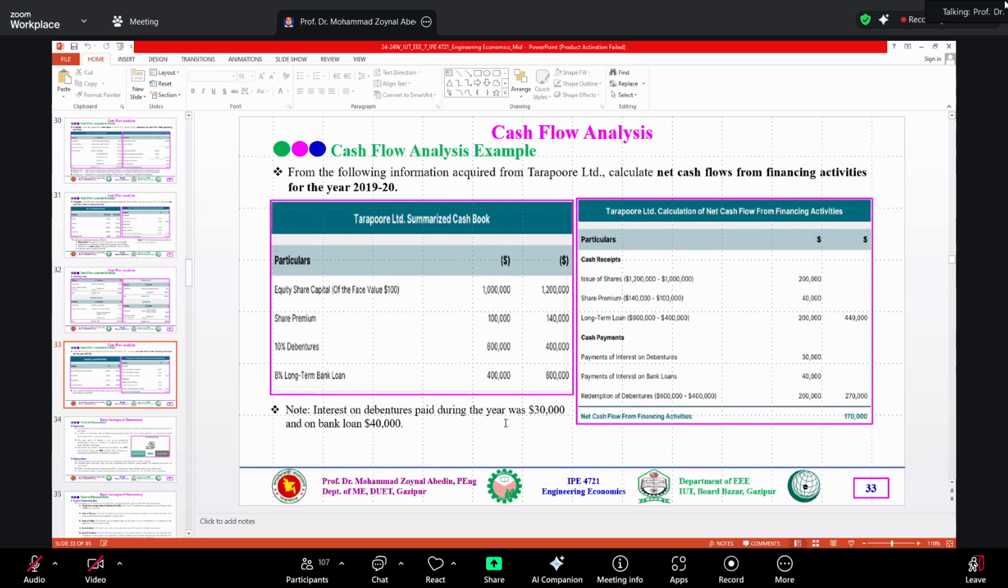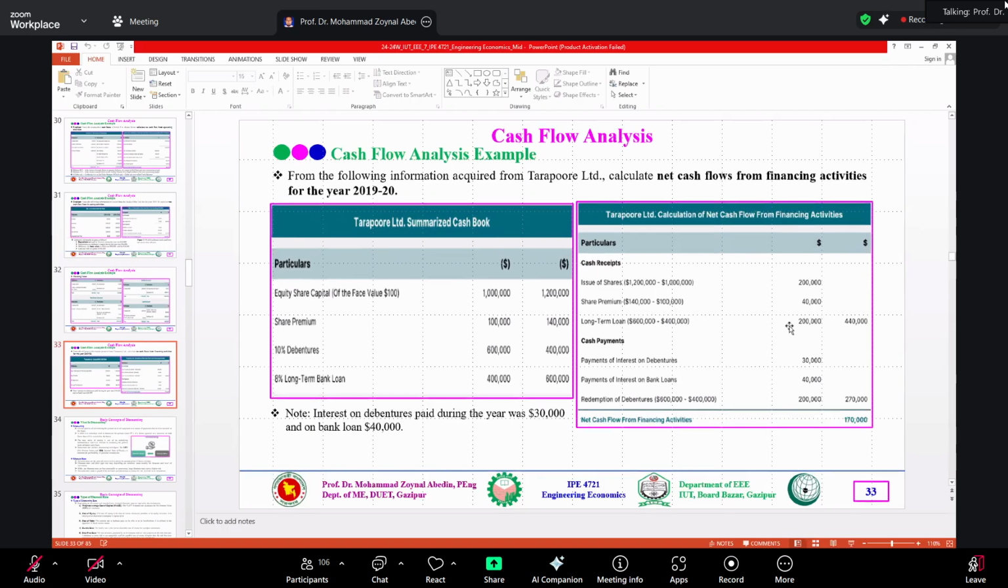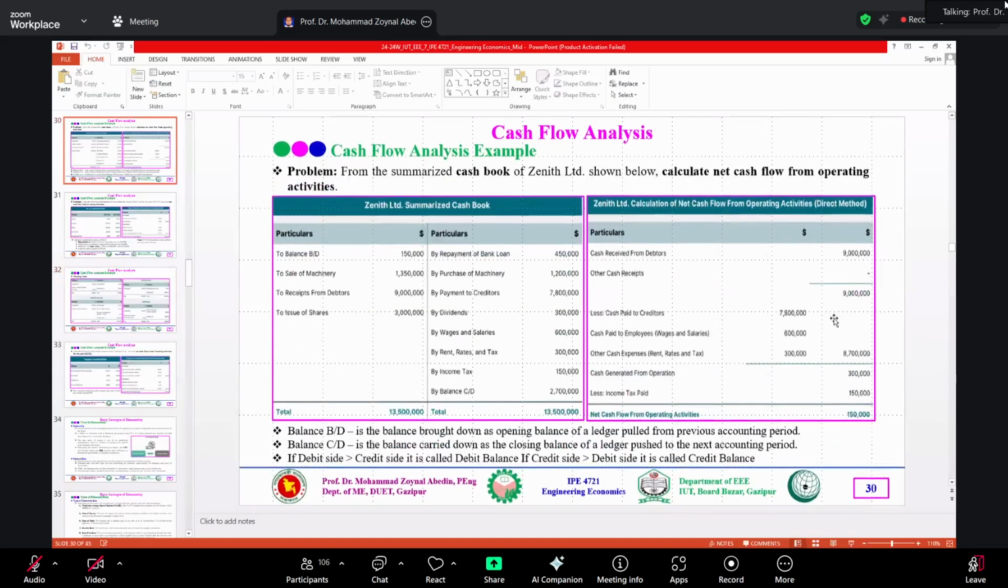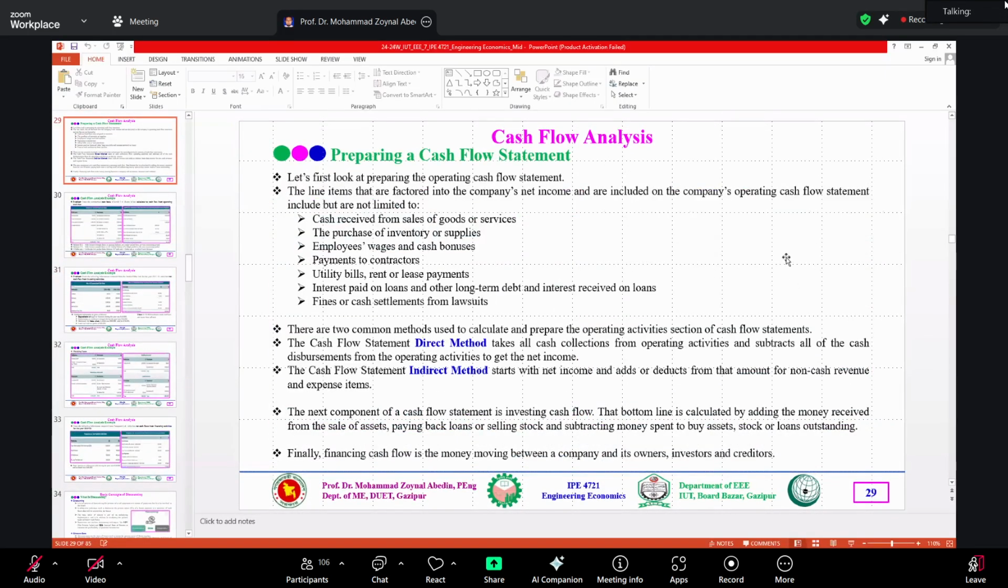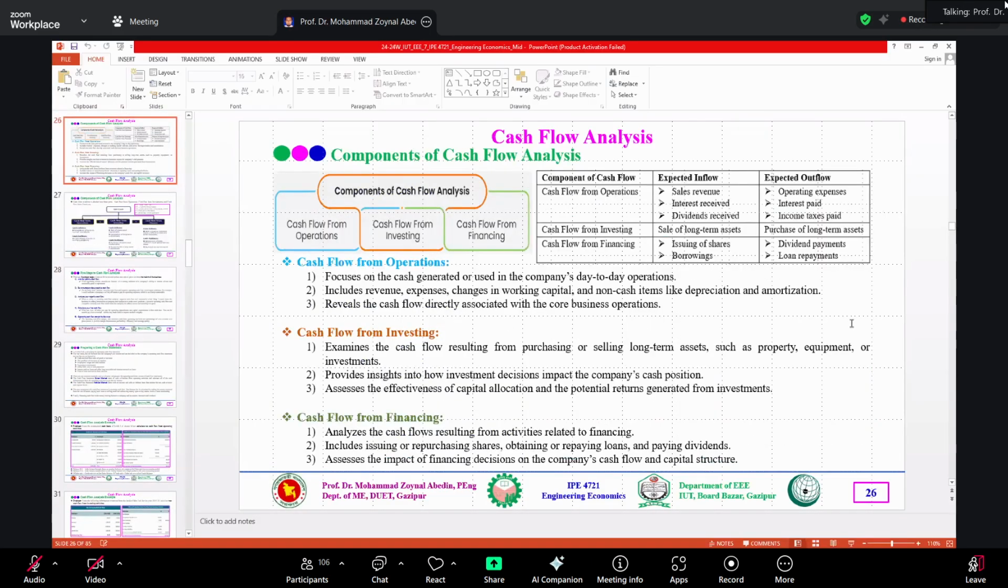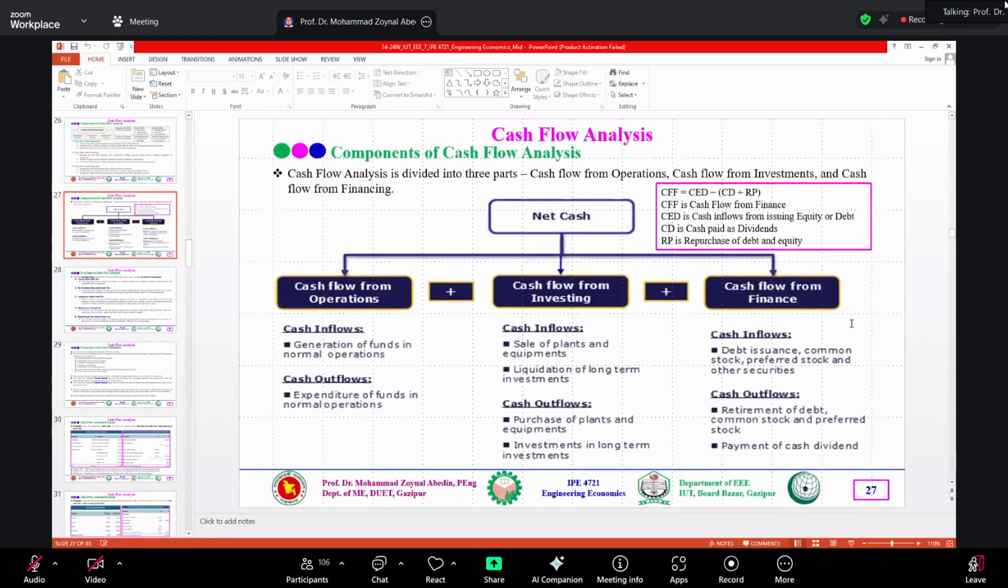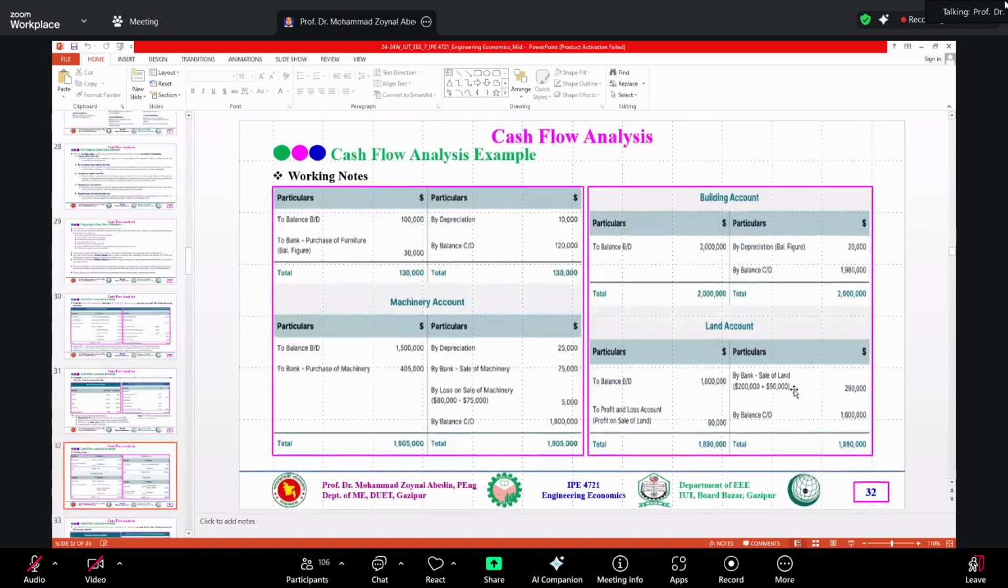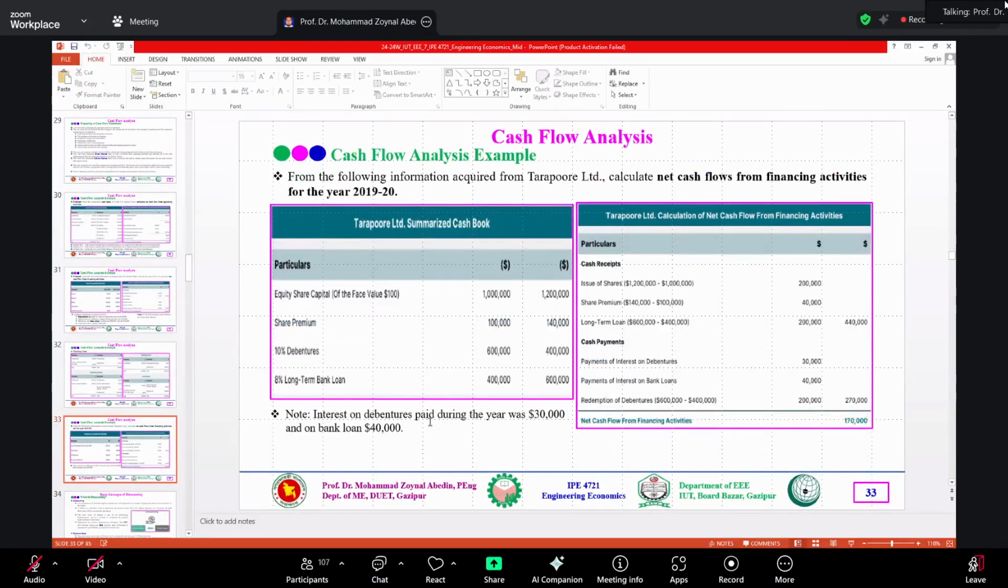Interest on debentures paid during the year was 30,000. And on bank loan, 40,000. Interest paid. That I said to you, please look at the table again to memorize, to understand. So interest paid, dividend paid and loan repaid are like the interest paid. Okay, interest on debentures. This is the debentures you can see here, not direct interest. Okay, this is the payment for the debenture. Debenture is financial, not operating.